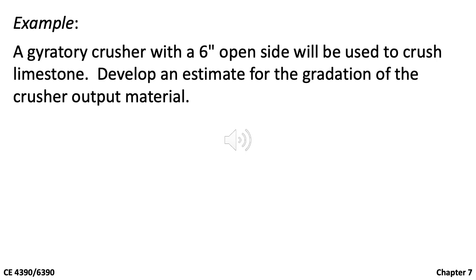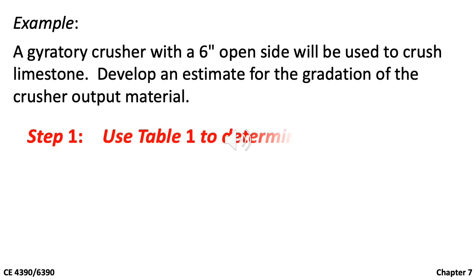Okay, let's do an example here on how to use the chart and the table. In this example, a gyratory crusher with a 6-inch open side setting will be used to crush limestone. You are required to develop an estimate for the gradation of the crusher output material. To answer this question, first you need to use table 1 to determine the percent passing 6 inches, which is the open side setting in this example.